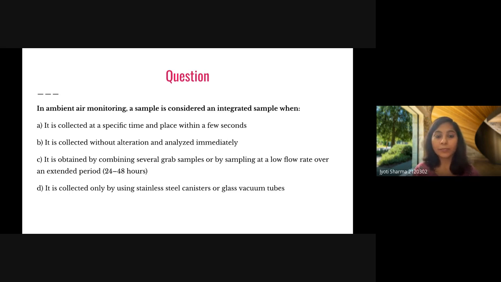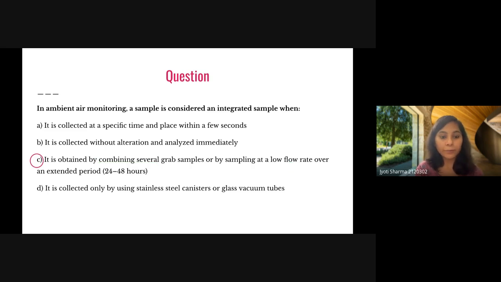So what do you think? What should be the right answer for the integrated sample? Okay, again, Venkateshwara gave me C answer. And yes, I also agree with this. We are having grab sampling, right? When there is continuous grab sampling over a period of time, this will be known as integrated sampling, right? So this is obtained by combining several grab samples or by sampling at a low flow rate over an extended period. So C will be the right answer.